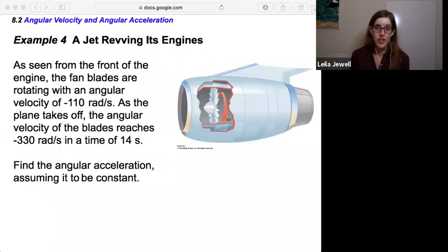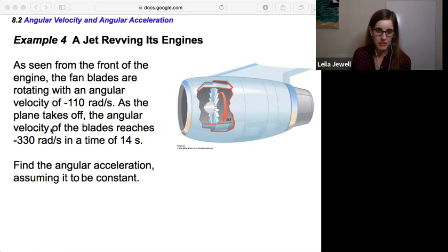So example 4, a jet revving its engines. As seen from the front of the engine, the fan blades are rotating with an angular velocity of negative 110 radians per second. As the plane takes off, the angular velocity of the blades reaches negative 330 radians per second in a time of 14 seconds. Find the angular acceleration, assuming it to be constant, which could also be find the average angular acceleration, but we'll often deal with a constant angular acceleration. So if we want to find the angular acceleration, we'll just take the final angular velocity minus the initial.